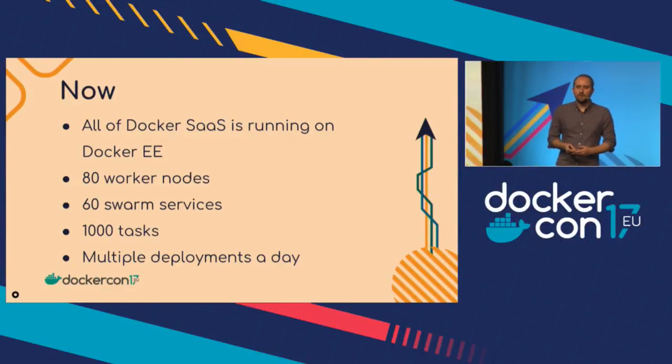As of last week, every service on the Docker platform that you interact with on a daily basis is running on top of Docker EE. So every time you do a Docker pull or a Docker push, it's going to be handled by a service that's running on our production Docker EE cluster. We're running around 80 nodes for all the workloads that we have in our infrastructure. That's backed by around 60 Swarm services, so all the individual microservices that we run. We have a total of 1,000 tasks.